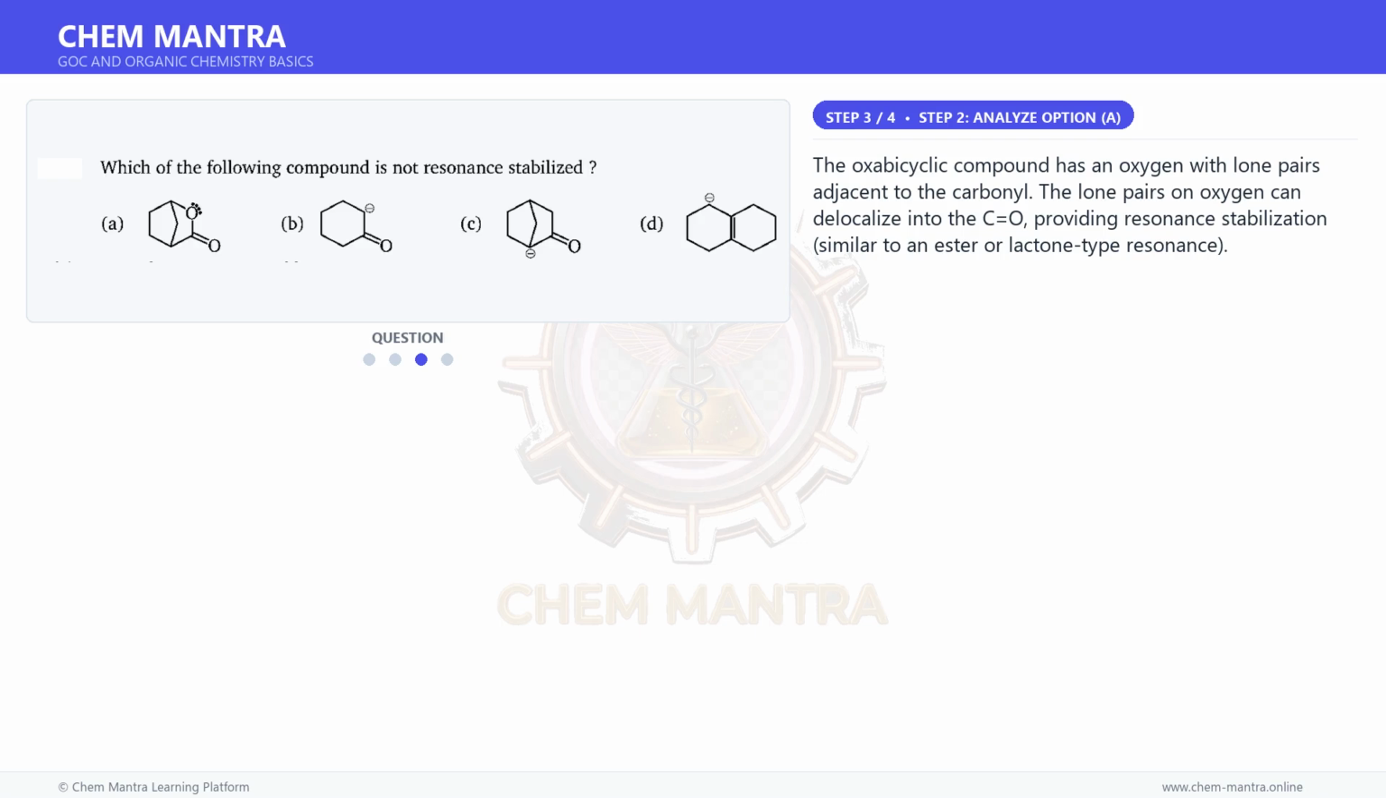Moving on to the next step. The oxabicyclic compound has an oxygen with lone pairs adjacent to the carbonyl. The lone pairs on oxygen can delocalize into the C=O, providing resonance stabilization, similar to an ester or lactone type resonance.